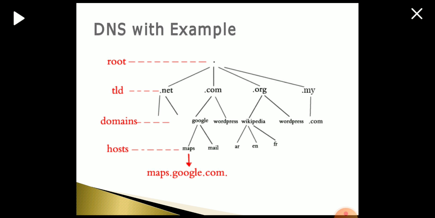Now DNS with an example, in which we consider the web page address maps.google.com. Maps lies at the low level, then the domain is Google, then the top level domain is .com, and then root at the top.